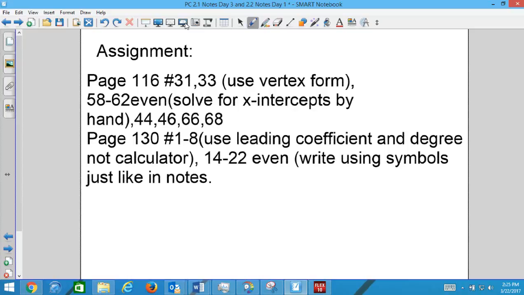Page 130, 1 to 8, you're going to use leading coefficient and degree, not your calculator. So when you get to that part, you're not using your calculator for 1 to 8. And 14 to 22, that's going to be writing symbols like we just did.